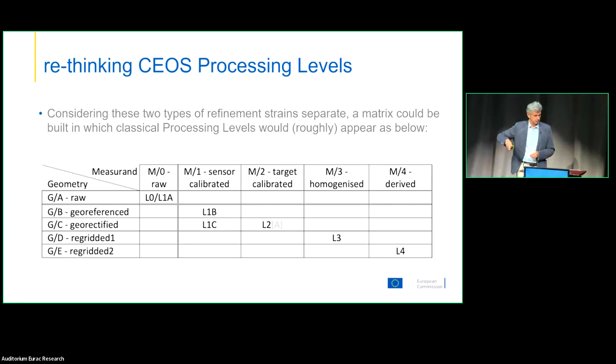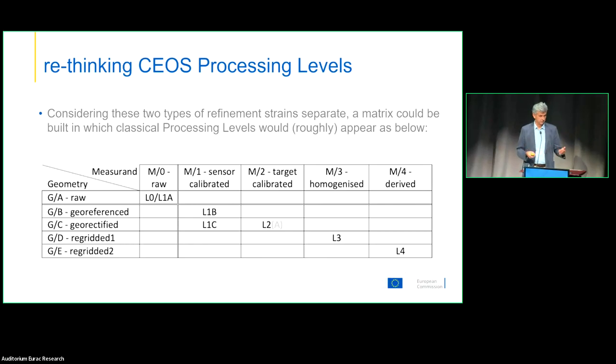Then the next level to me is homogenization. Homogenization essentially means taking the sensor out of the data, making the data sensor agnostic. So if you think of temperature, if you measure it with a radiometer, it's apparent temperature in radiative terms. At the level of homogenization, it should be degrees Celsius off the surface.